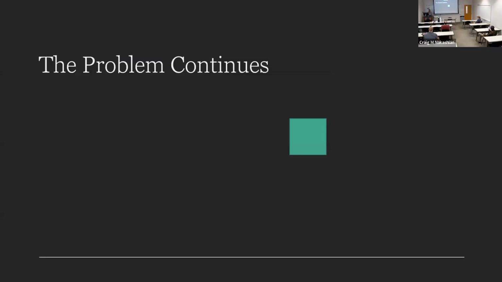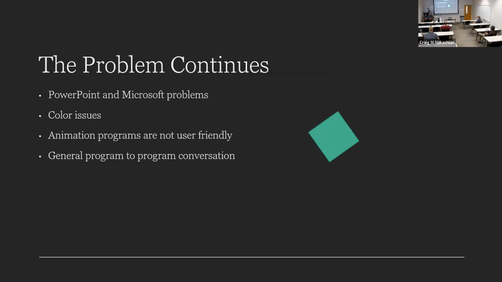So the problem continues. We haven't found a full solution. Here's our list of problems. PowerPoint and Microsoft problems: we ran into some really interesting color issues. I actually delved deep into these 3D files and renamed the colors, the color code on the files, just to try to get Microsoft to understand what I was trying to do. And it still continues to give it to me in black and white. That's all you see. So that's the color issues we're referring to here.